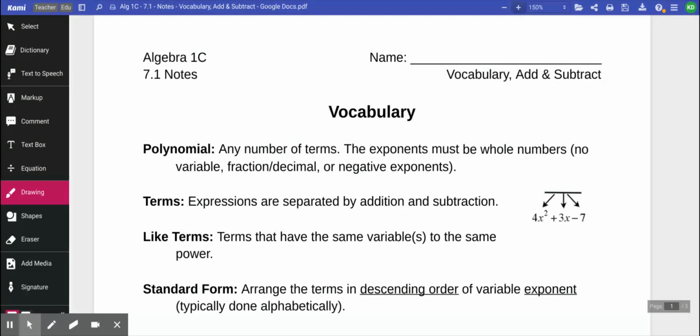Well, a polynomial is an expression that has any number of terms. The exponents must be whole numbers, which means things like 1, 2, 3. That means no variables, no fractions or decimals, no negatives.